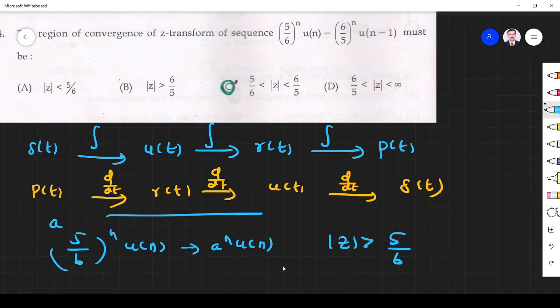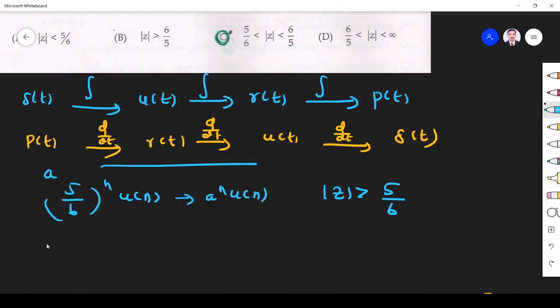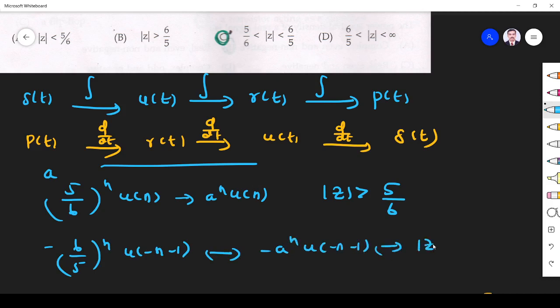This is the minus (6/5)^n term. It must be u[-n-1], then only the answer will be correct. So this is in the format of minus a^n u[-n-1]. This will converge only for mod z less than a. So what is a here? 6/5. So mod z must be less than 6/5.